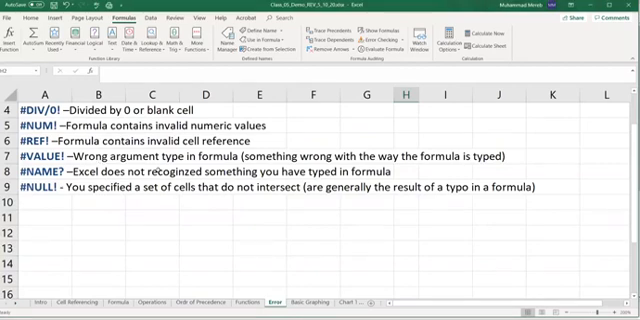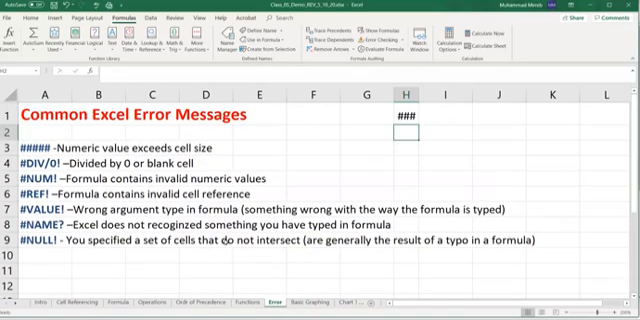Another type of error is the #VALUE! error. This merely shows that there is a wrong type in the formula. So maybe you put, as I said, text when you were supposed to put a number, so that will give you a value error. When Excel does not recognize something you have typed in the formula, it will give you a #NAME? error. They have some similarities, but they are different types of error. And then the last one here is #NULL!, which is generally when, like we did with a range of cells, you put a comma instead of a colon in, let's say, the summation function, then you will get a null error. So this is usually the result of a typo in your formula.